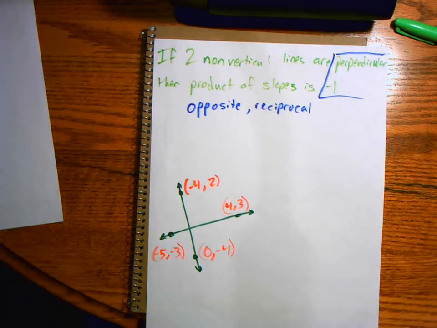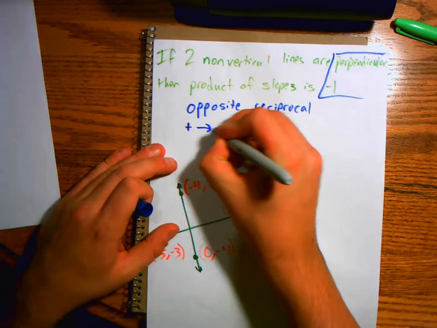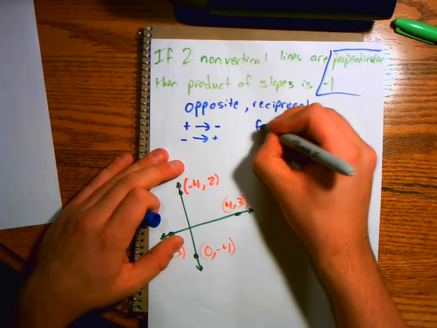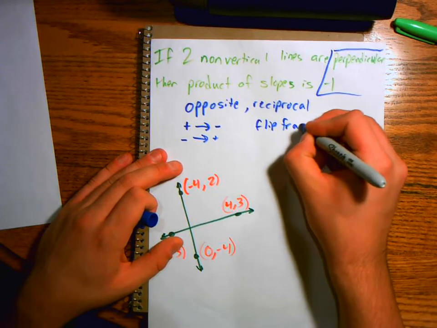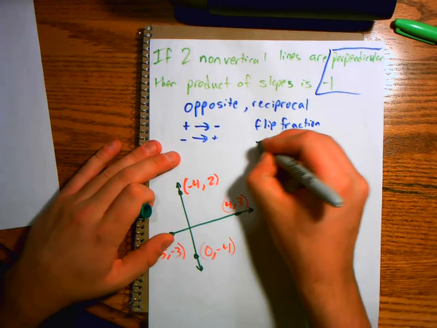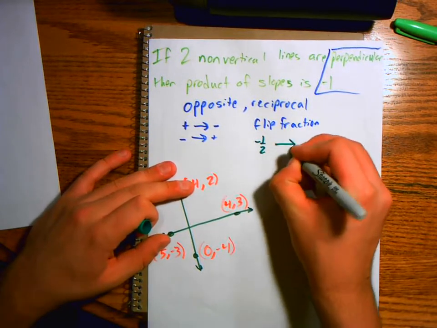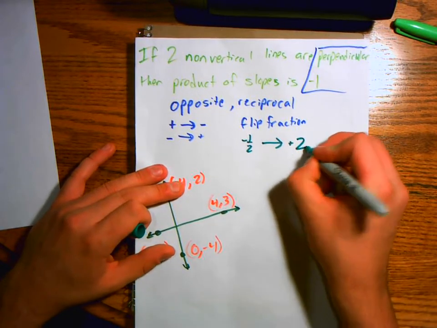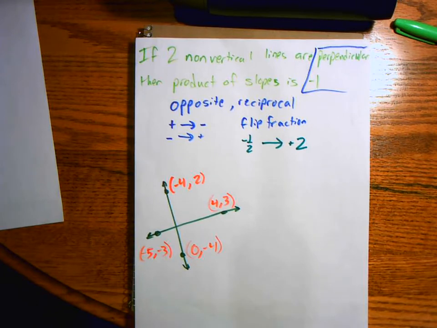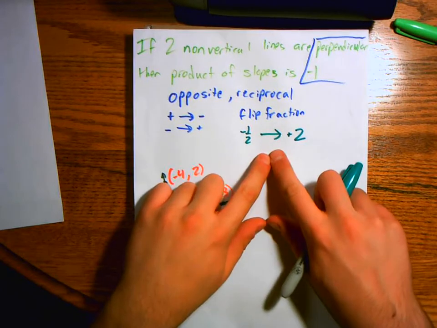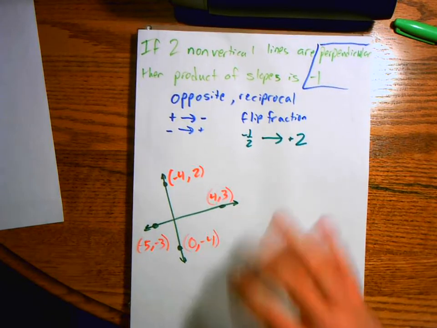Now opposite reciprocal means you change the sign, so you go from positive to a negative or negative to a positive. And reciprocal is flip the fraction. So if we take a few examples where we start out with a slope of -1/2, changing the sign makes it a positive, and flipping the fraction gets our 2 on top and 1 on bottom, and since it's a 1 on the bottom, we don't have to write the 1. These two slopes are perpendicular to each other. If you multiply them, you will get a product of -1.